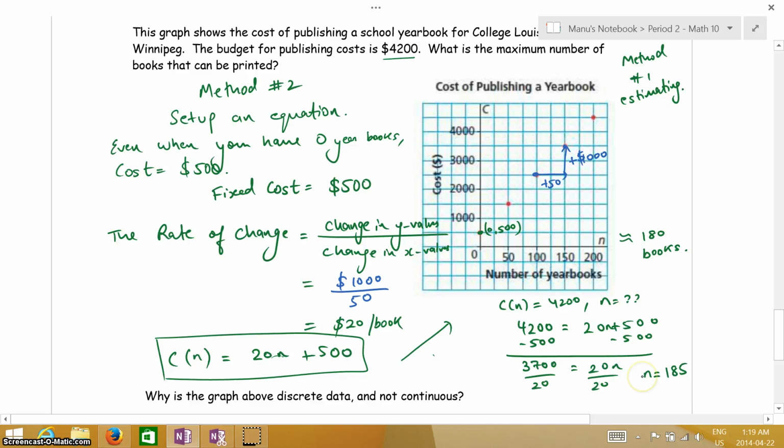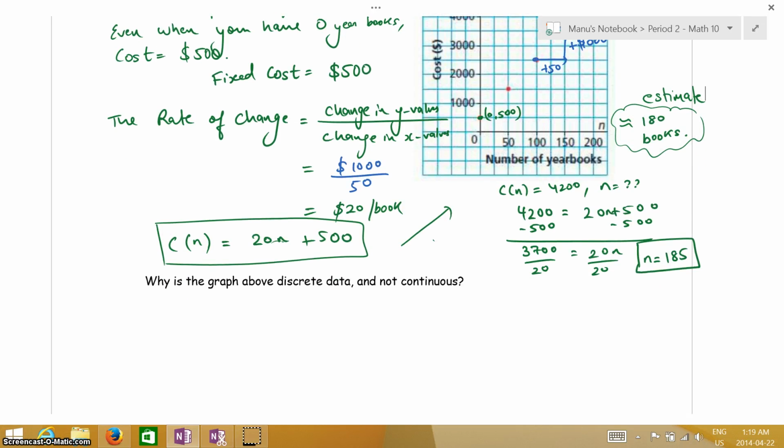Right, so we can say that the maximum number of textbooks that can be printed is going to be 185 textbooks. You'll notice this answer is a bit better than our estimate of about 180 books. So algebraically we get a little bit more accurate answer, though they should be very, very close to each other. Again, keep in mind this one was simply an estimate. However, the estimate and the real answer should be very, very close. Are we okay with that? Okay, we should be.